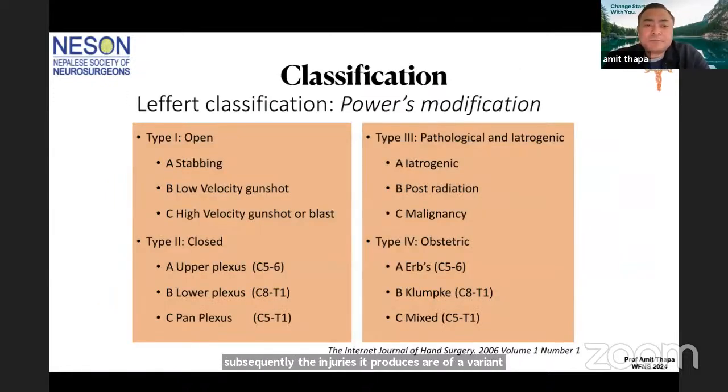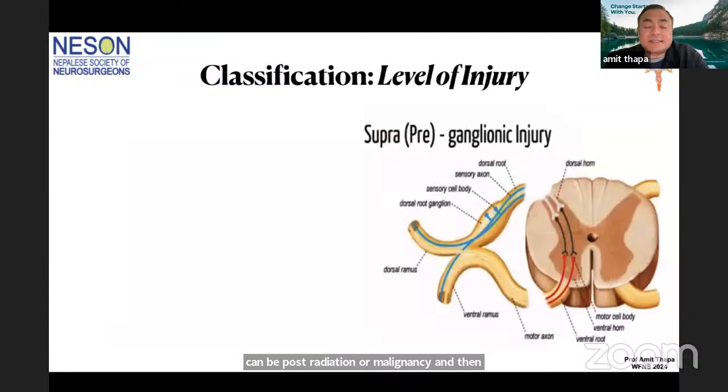Now, the Leffert classification, which has been modified by Powers, has classified these types of etiology into 4 different types. Type 1 are the open injuries, either because of stabbing, low velocity gunshot, high velocity gunshot, or blast injuries. Type 2s are closed, which can be at the level of C5, C6, C8-T1, or C5-T1, that is global or panplexus injuries. Type 3 are pathological and iatrogenic injuries, which can be iatrogenic, post-radiation, or malignancy. And then type 4s are obstetric palsy.